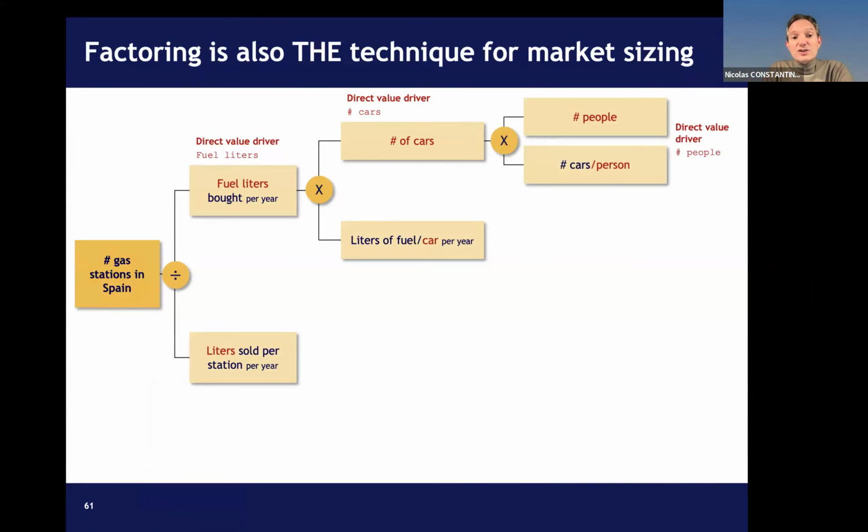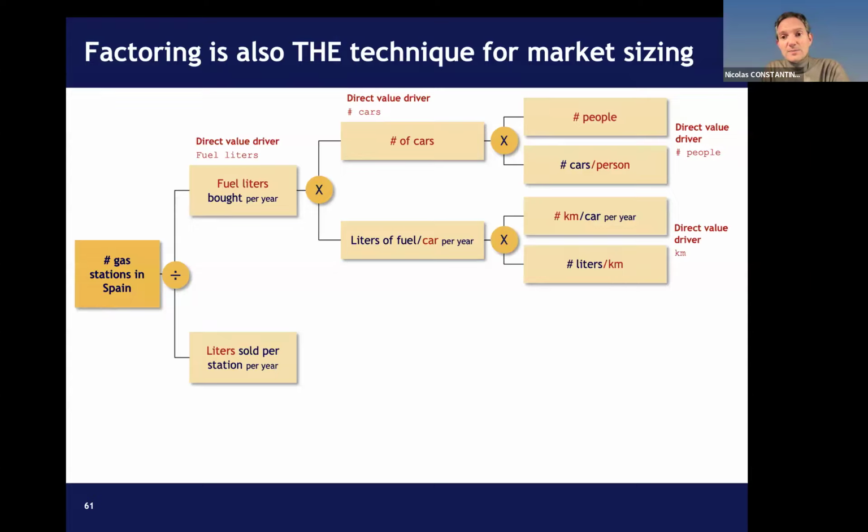What drives the liters of fuel per car per year? Probably how much they're driven, so kilometers. So we get kilometers per car times liters per kilometer. So kilometers per car is how much they're driven. Liters per kilometer is basically some notion of fuel efficiency.